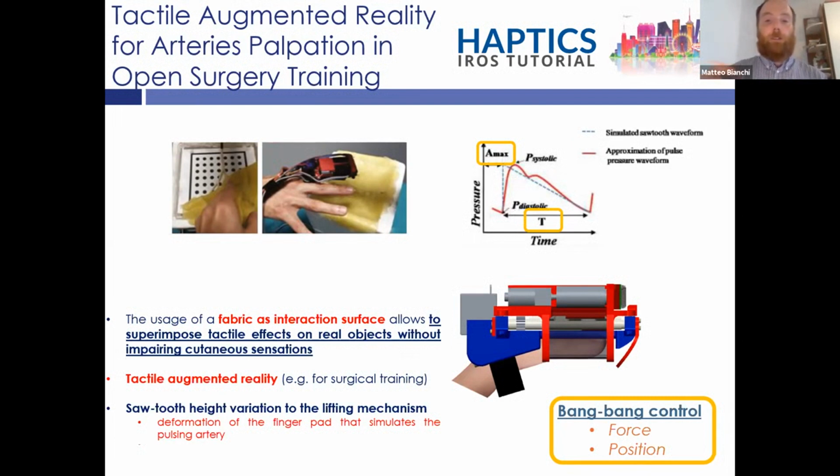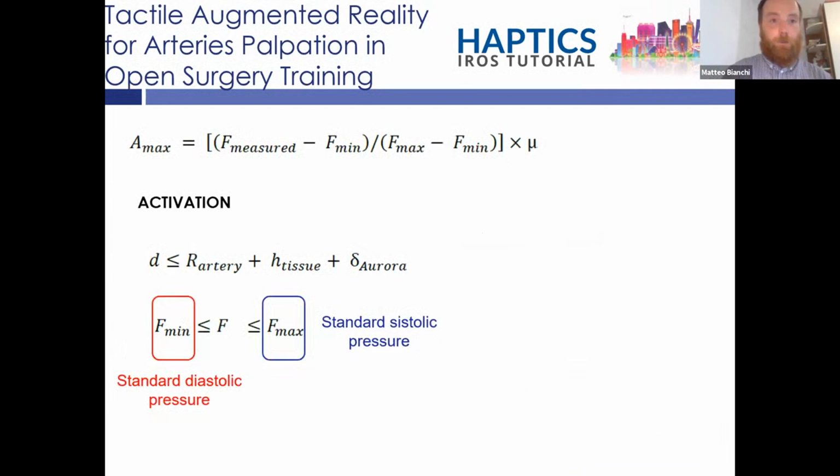So based on the distance between the finger pad and the artificial artery and the force that the user exerted on the artificial artery, we control the movement of the lifting mechanisms to reproduce the pulse of the human artery. And here, this is the control that we implemented.